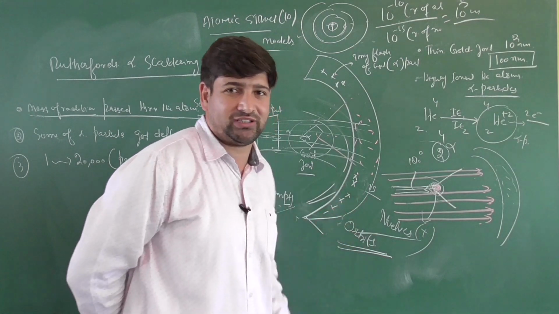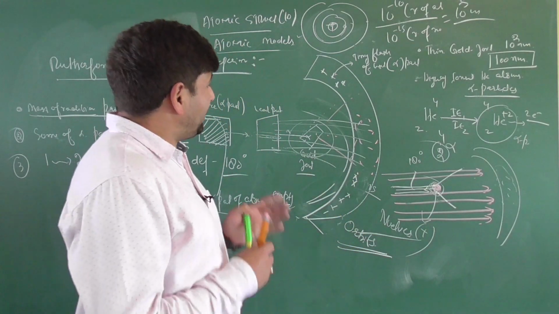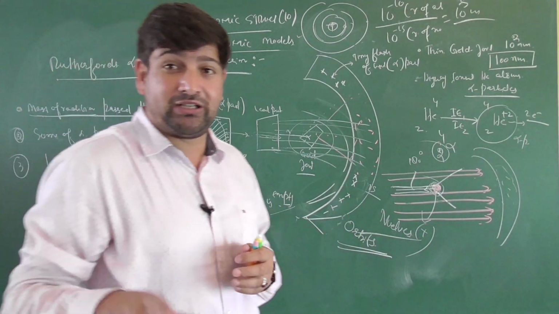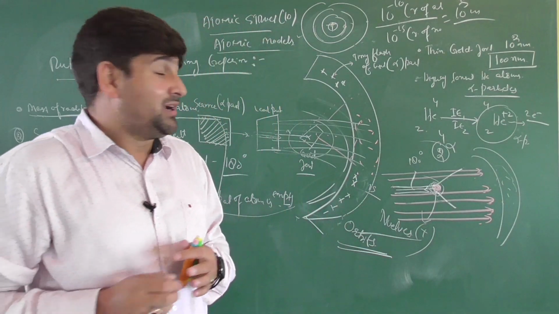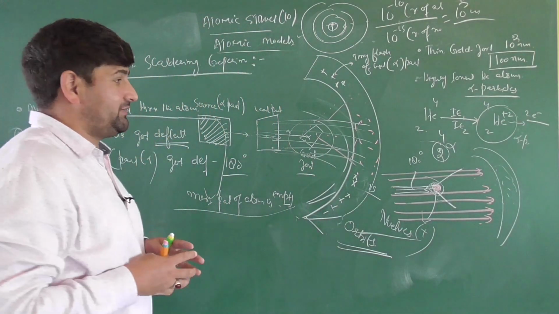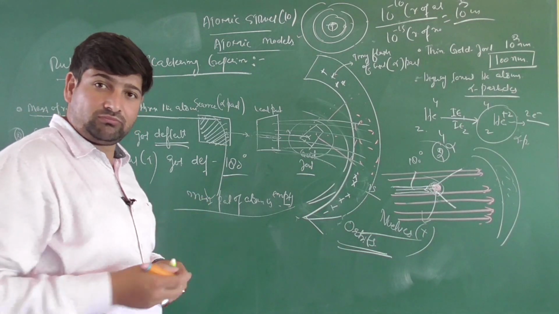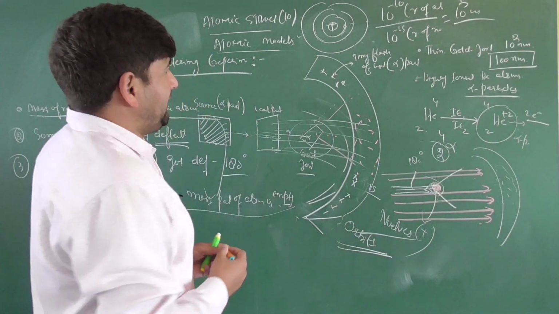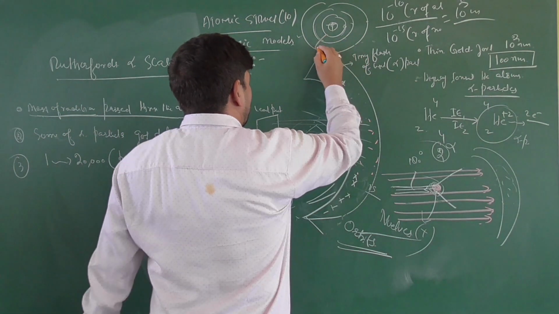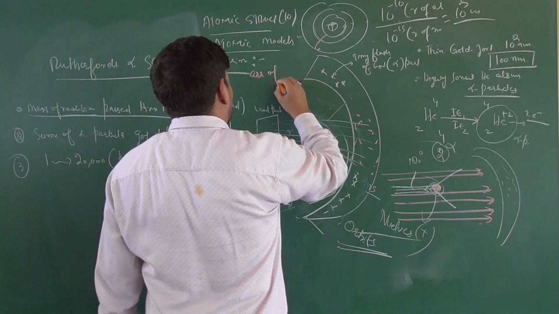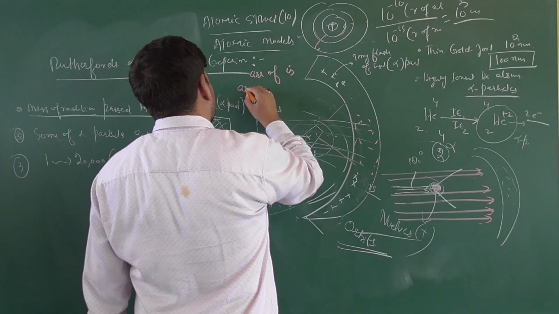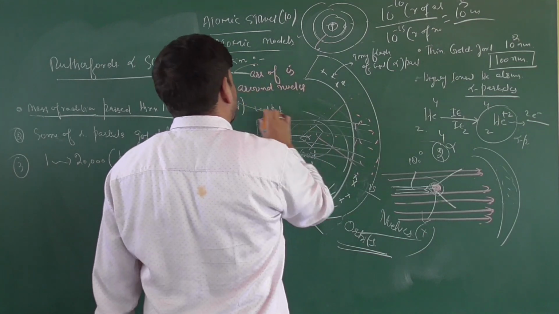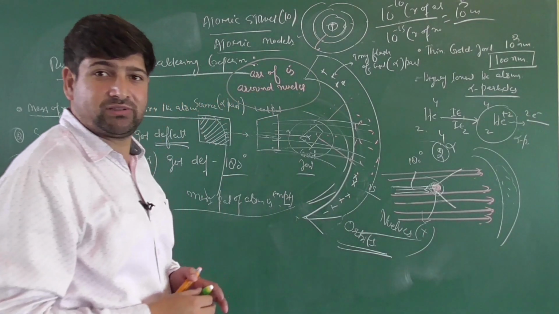But it had some issues with it. It had some problems with it. What were the problems? Keep it in mind, these two models became the basis for understanding the atomic structure. Now, what were the drawbacks associated with Rutherford's alpha scattering experiment? The drawbacks with alpha scattering experiment were it has given us no information about the arrangement of electrons around nucleus. No information about the arrangement of electrons around the nucleus is given.